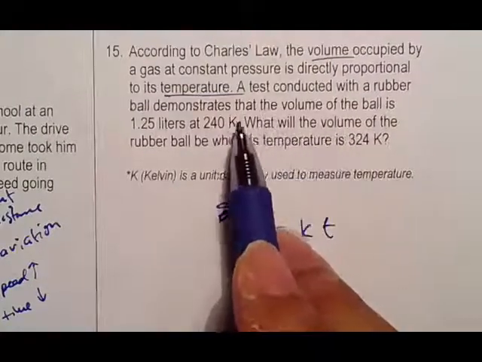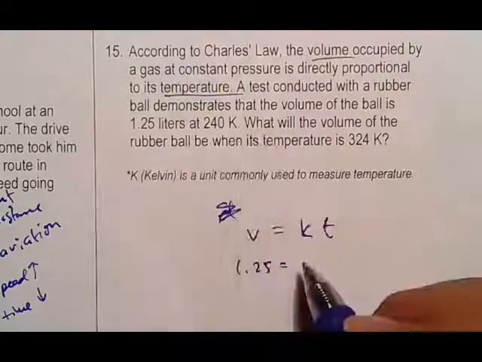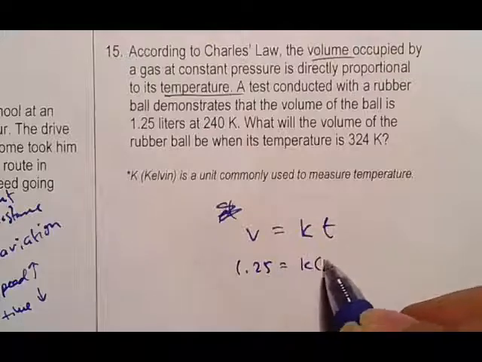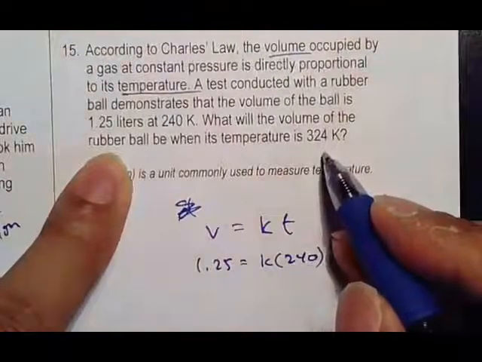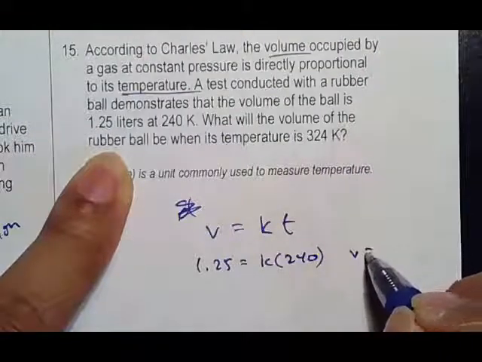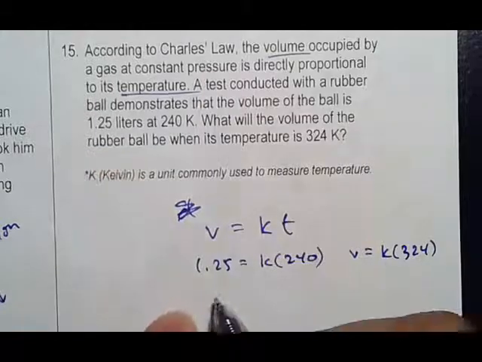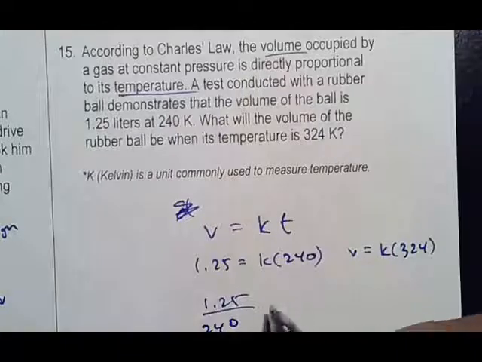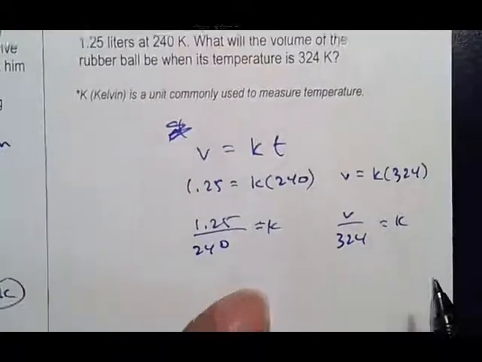They say the volume of a ball is 1.25 at 240 K, which Kelvin is a measure of temperature, so 1.25 equals K times 240. They want to know what it is when the temperature is 324, so I'm going to put, we don't know the volume, V equals K times 324. This turns into 1.25 over 240 equals K. This turns into V over 324 equals K.